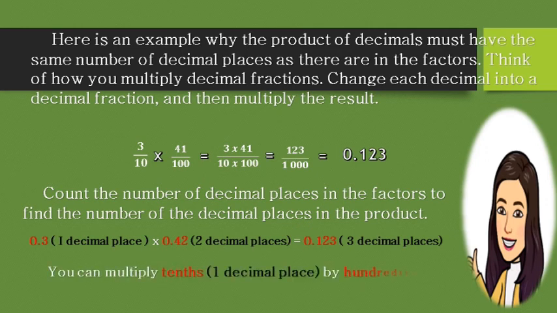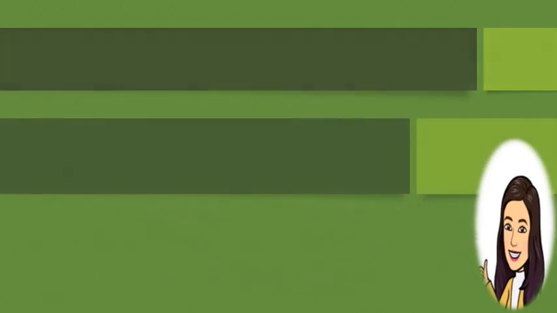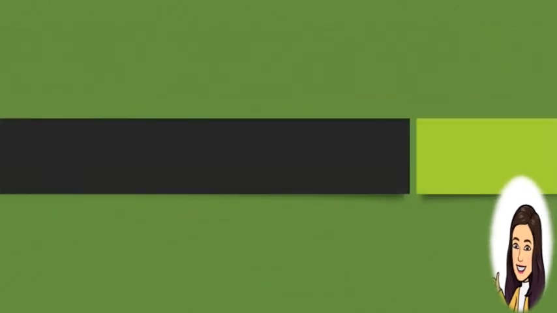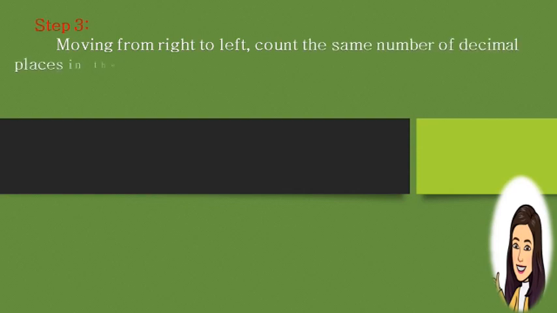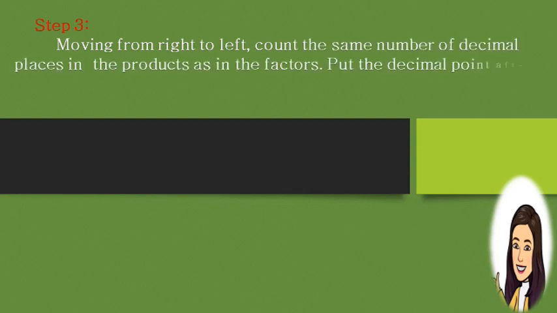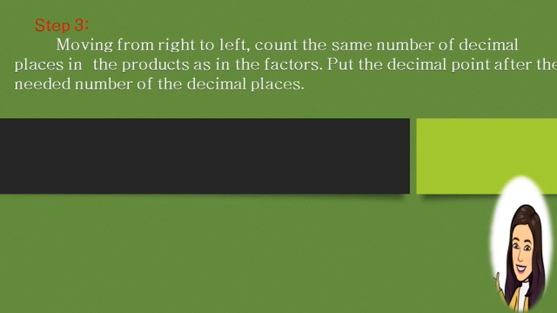You can multiply tenths or 1 decimal place by hundredths or 2 decimal places. So, the product is in thousandths. Step 3. Moving from right to left, count the same number of decimal places in the product as in the factors. Put the decimal point after the needed number of decimal places.